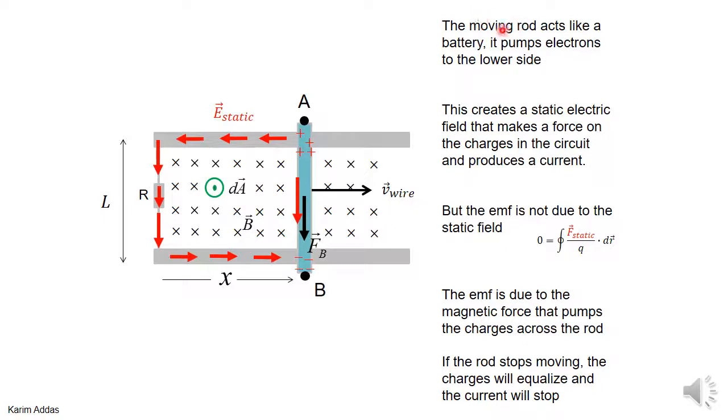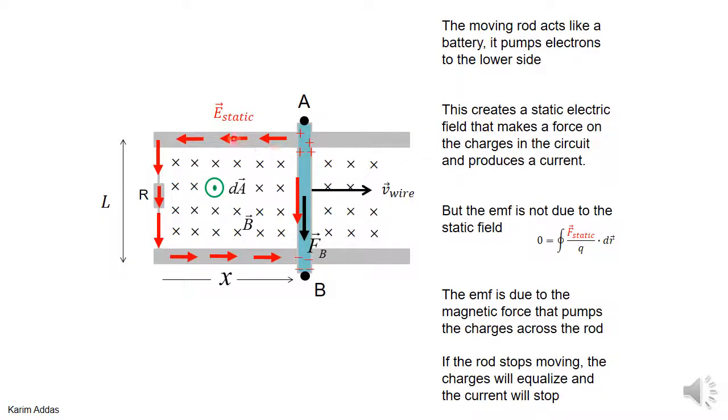The moving rod, we said, acts like a battery. It pumps electrons to the lower side, so the upper side becomes positive. Now, these positive and negative charges will accumulate on the surface of the wires, the same way that happened before for a regular battery, and those static charges will produce a static electric field inside the wires. Then the free electrons inside the wire feel the electric field, experience a force and move opposite the field, and that's what makes the current flow in the circuit.